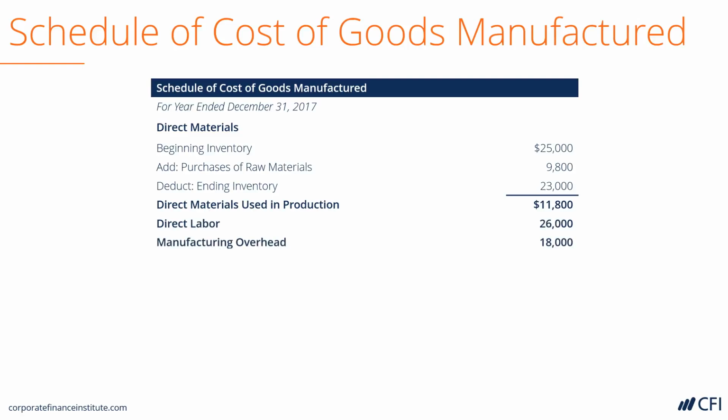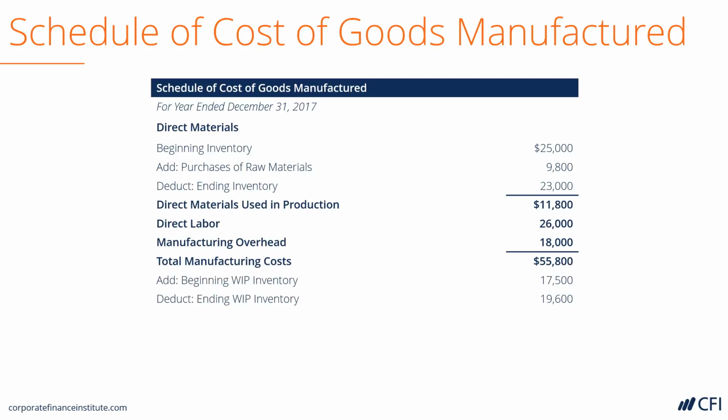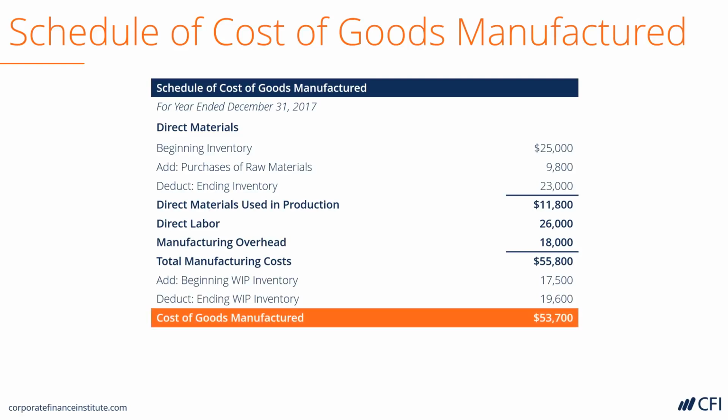We then add to that the direct labor, the number of hours worked times the hourly rate, and we add to that the manufacturing overhead that's allocated to producing goods. There we have our total manufacturing costs, $55,800. Next, we take the beginning work in progress inventory and we deduct the ending work in progress inventory so that we get the total cost of goods manufactured, $53,700 in this case.